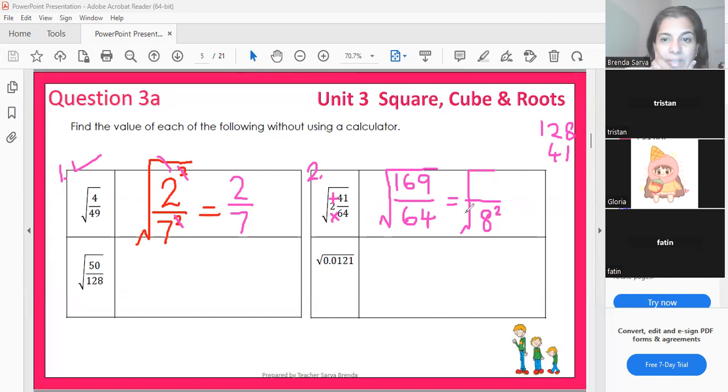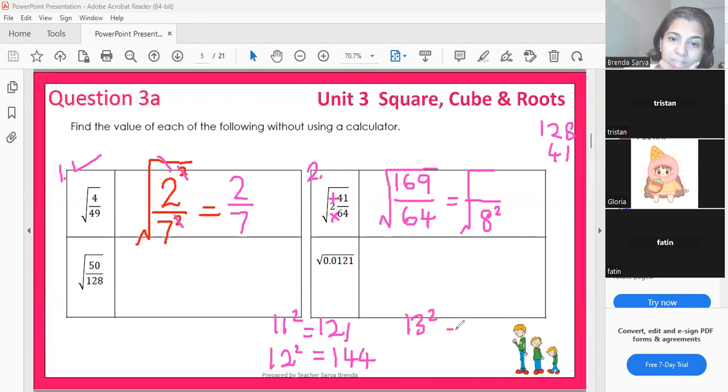9 squared is 81. 10 squared is 100. 11 squared is 121. 12 squared, these are all common numbers that you should know. 144, 12 times 12. So 13 squared. What is 13 squared, guys? Do you all know that?